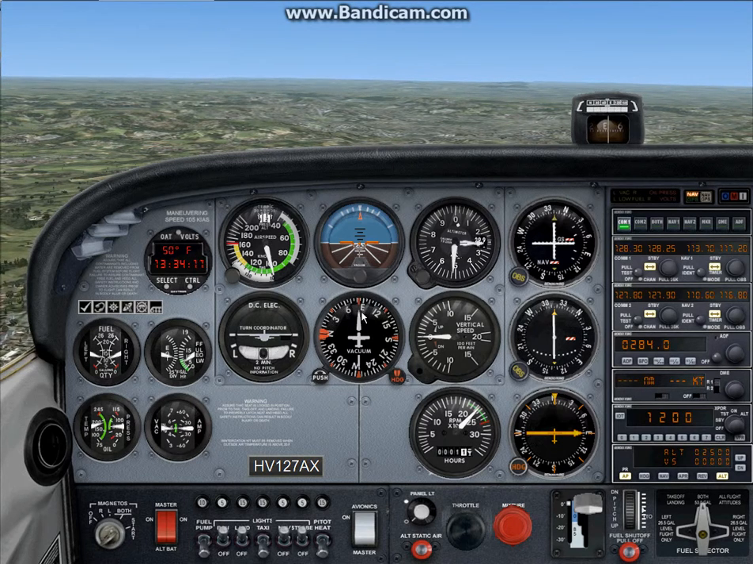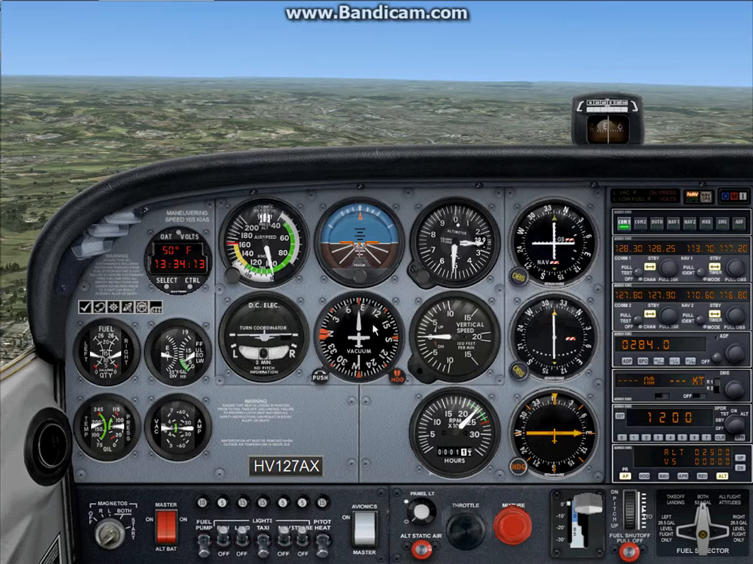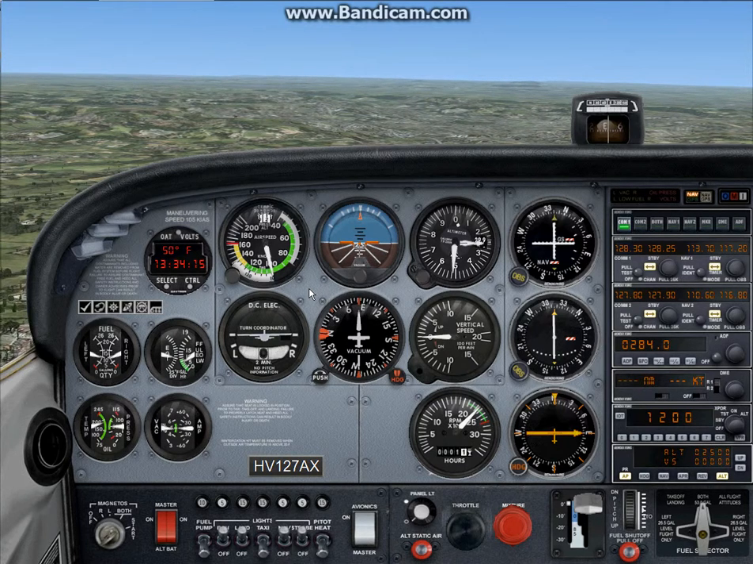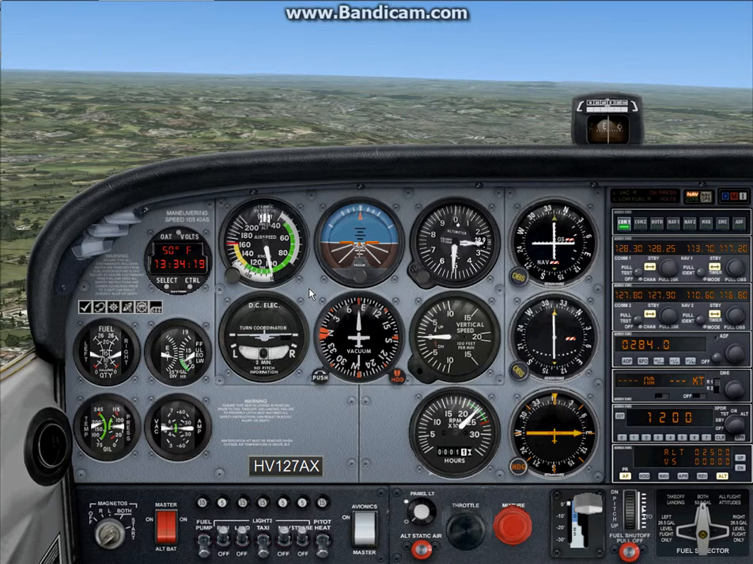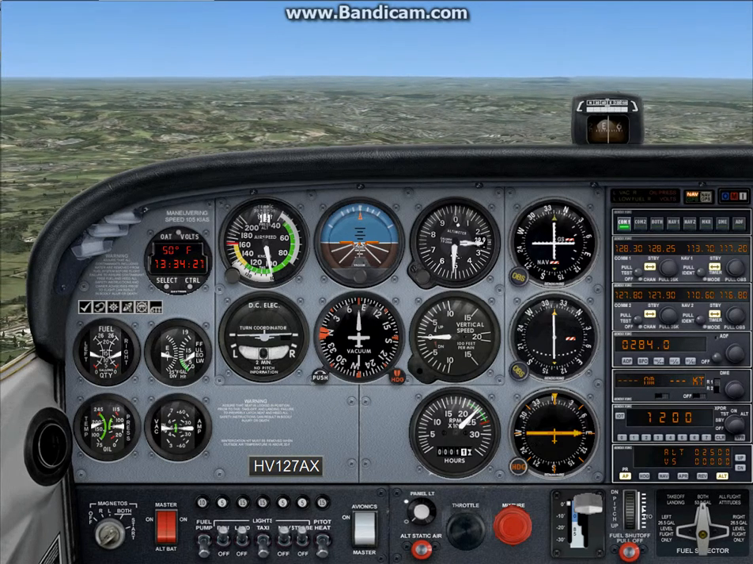Next up, we've got the heading indicator, which is located here. It gives us our heading, whatever it may be. At the moment, we are currently on a heading of 070, which is roughly east.